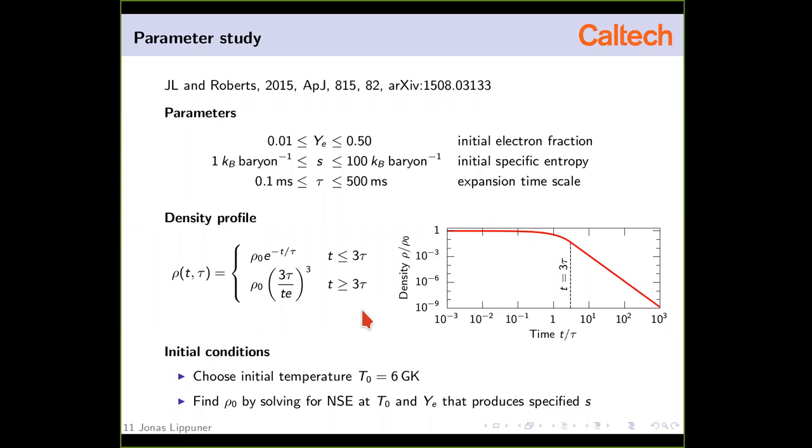So the way that we ran this: we have these three parameters, and we always start at a temperature of 6 gigakelvin, because then the material is about in NSE, and so we always start from the same condition. Then we just need to find the initial density that corresponds to that. We're at 6 gigakelvin, we're in NSE, so we can calculate NSE trying out different densities, essentially. It's a root finding problem until we get to the point where the initial distribution has the entropy that we specified. And then we can just run the full r-process simulation. Let me just show you what this looks like. So I'm going to switch windows again.